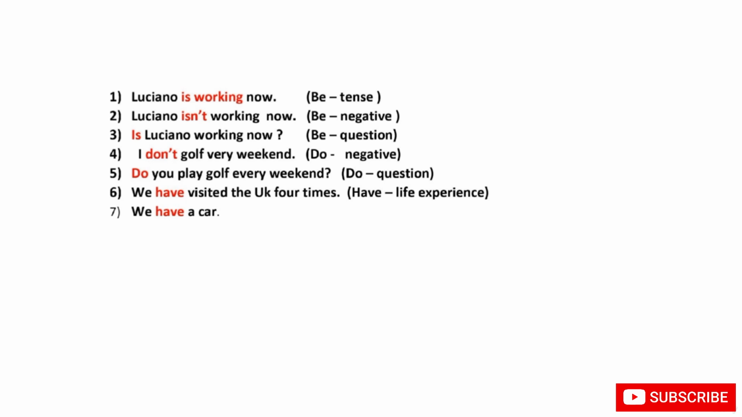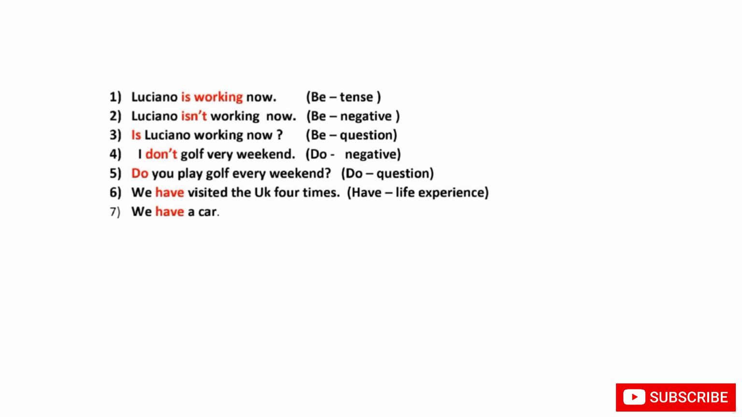Luciano is working now. In this sentence, there are two verbs. Can you tell me which are the two verbs? Is and working are the two verbs. Which is the main verb? The main verb is working because that shows the action that is happening. So what about is? What is it doing? Is a helping verb that shows the tense of the sentence. We know that Luciano is working now because we said is. If I said Luciano was working, you know I'm talking about the past. So that helping verb is showing the tense. And that's one of the things that helping verbs can do.